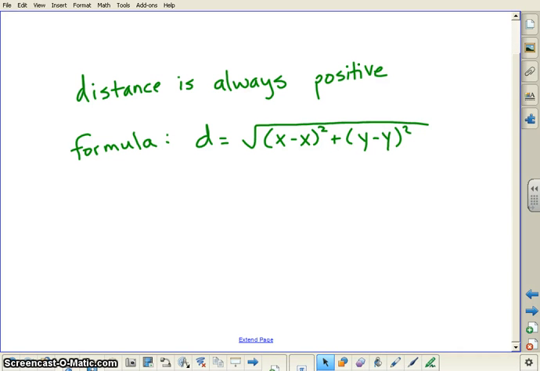All right, so distance is always positive. The formula is d equals the square root of (x2 minus x1) squared plus (y2 minus y1) squared. So let's look at how to use this formula.